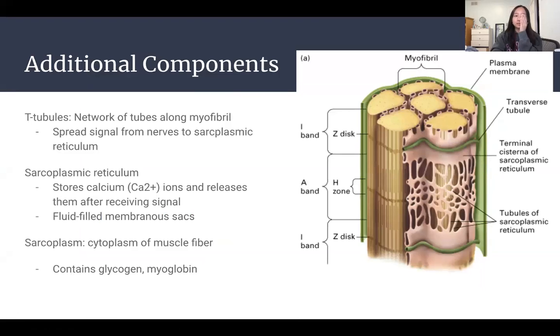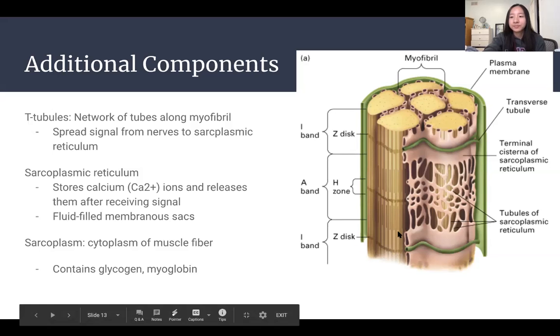Okay, so the video talked a little bit about T tubules and the sarcoplasmic reticulum, so I'm just going to talk about that real quick. This is a picture of a muscle cell. It's a good cross section.